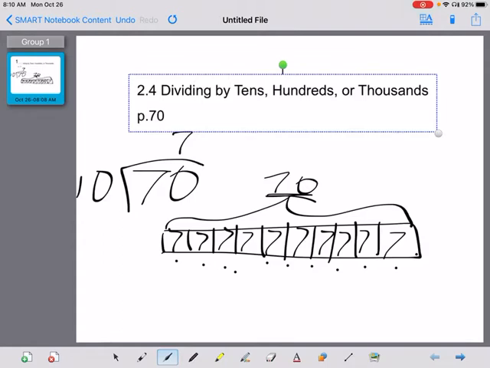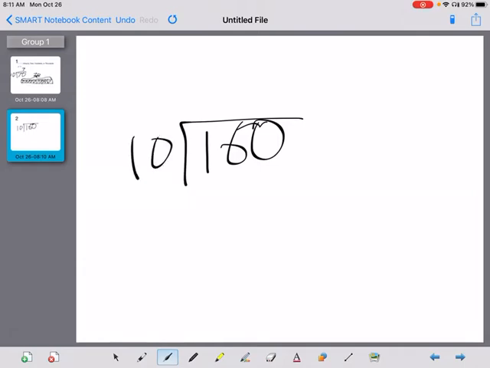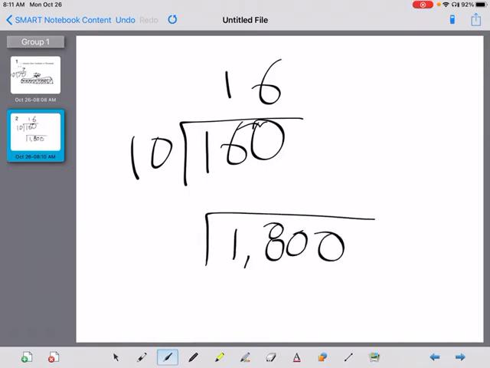Simple enough, right? Well, let's do another example here. What about if we've got 160 divided by 10? Well, similarly on page 70 there, you can see it equals 16. We can look at another example. It's got 1,800, and we're dividing by 10 again. Oh, well, look at this. Now it equals 180. So looking at these, what is the common thing that we see in all of them?